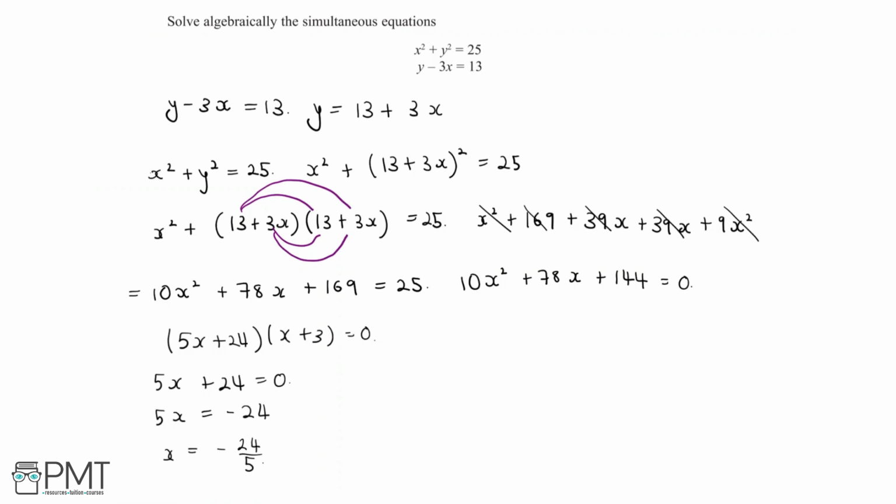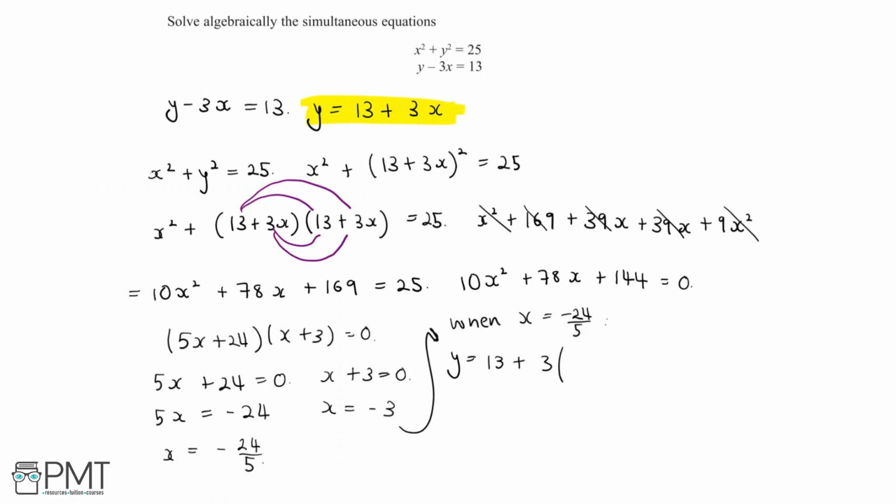So now let's do the same with x plus 3. x plus 3 equals 0. When we take away 3 from both sides, we're left with x equals minus 3. So now let's go back, because we need to find the y value. So when x equals minus 24 over 5, we can say that y equals 13 plus 3x, which is what we looked at earlier. So we'll have y equals 13 plus 3 multiplied by minus 24 over 5, and so we'll get an answer of y equals minus 7 over 5.